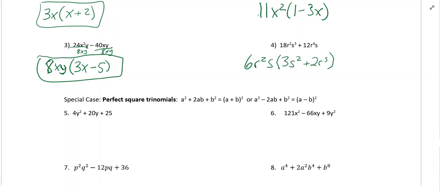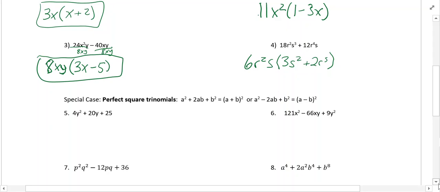Okay, so let's see how you did. The GCF here was 6r squared s, because, remember, that was the lowest exponent they have in common. When you factor that out, you're left with 3s squared plus 2r squared. Okay, so that was factoring out a greatest common factor.